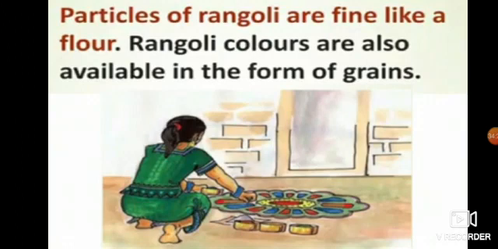So these particles are again made up of lakhs and lakhs of particles. These substances are also made up of lakhs and lakhs of particles. So Rangoli is also available in different colors, as we can see in the picture. Rangoli has different colors and they are tiny particles.